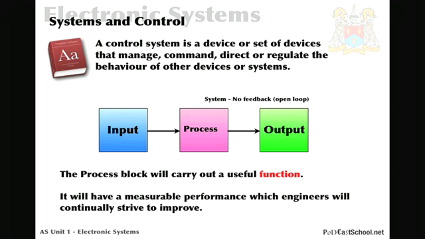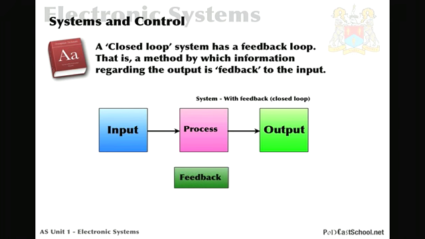Okay. So in contrast to that, let's have a look at what a closed loop system is, and I think this will really cement your understanding of this. I've said that a closed loop system has a feedback loop, and you can see it here in the diagram. That is a method by which information regarding the output is fed back to the input. Okay, and you can see the arrow going on now.